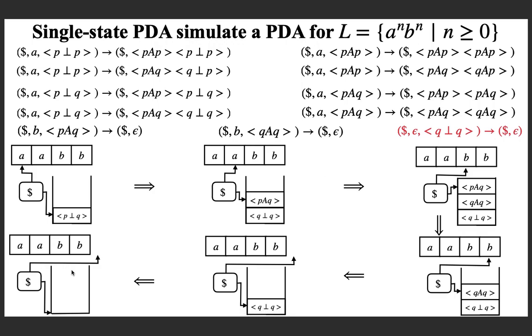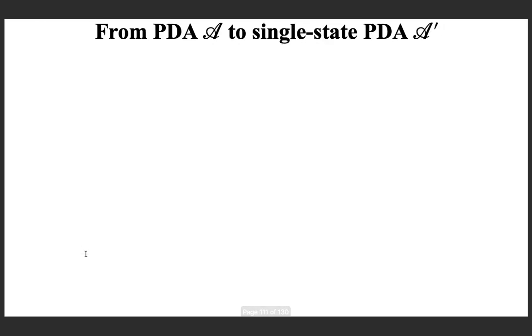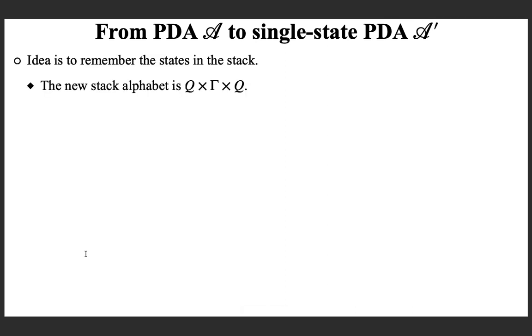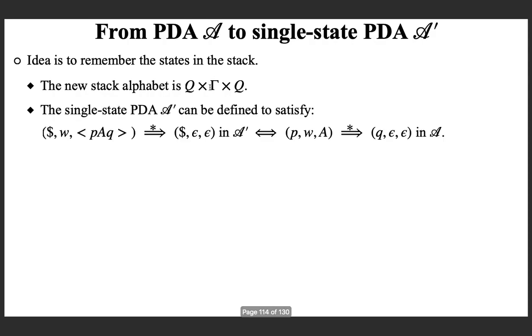And note that the input A square B square is in the language, and the single state PDA is accepting it. And you can simulate it for any input, in the language or not in the language, and see how it works. And with this, we are coming to a slide where I am formally defining the machine. The idea is to remember the state in the stack, and the symbols in the stack are going to be triples, the first and last being states, and the middle one is an original stack symbol.